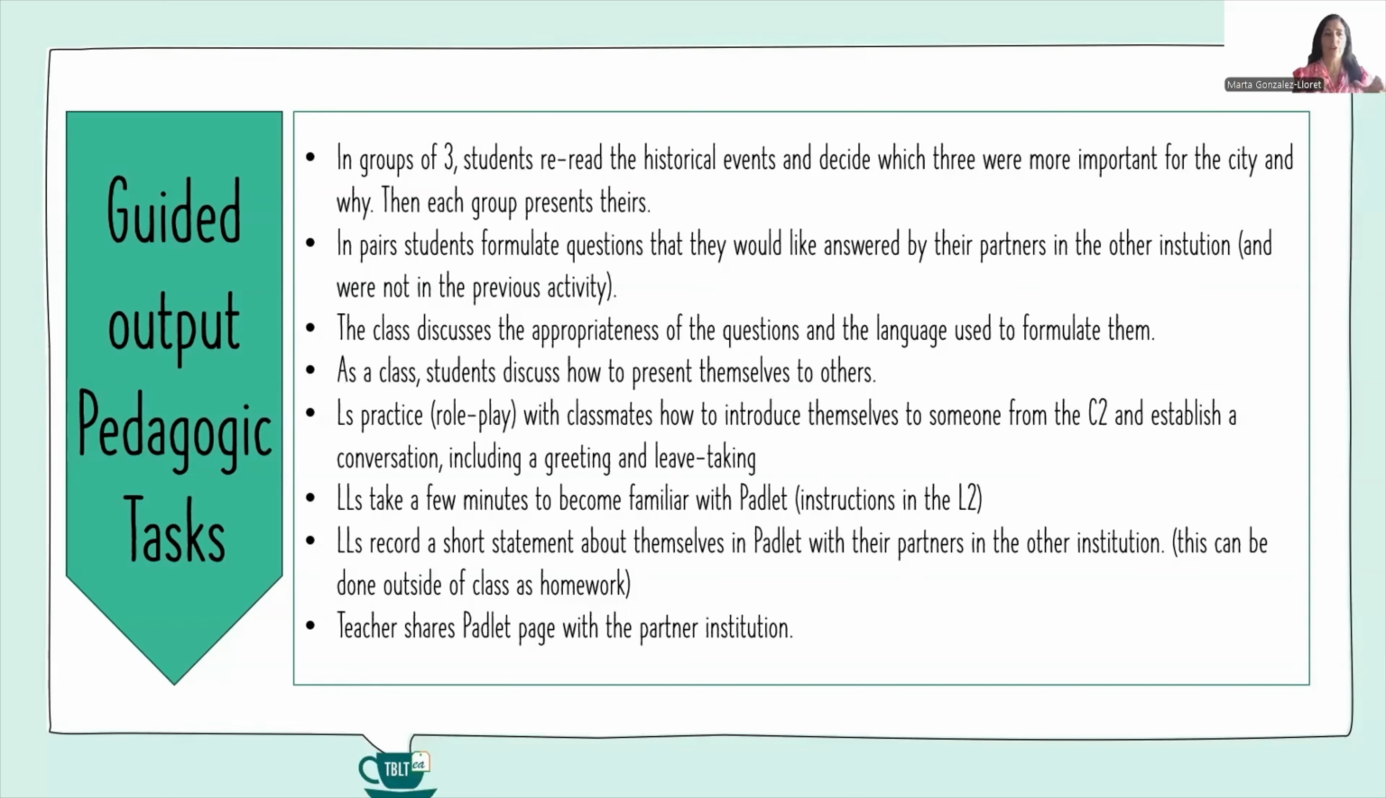Finally, the teacher will share that Padlet page with the partner institution. As before, opportunities for feedback and focus on form may happen, and the teacher should be ready to address these.